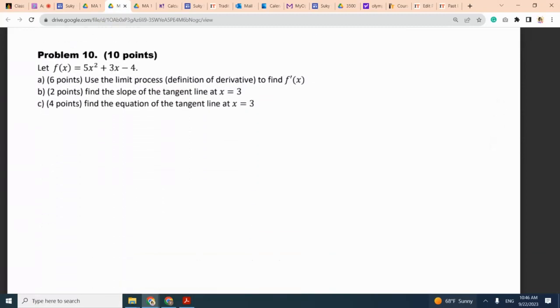But this one is very similar to the things we just learned. You use the limit definition to find the derivative. And then you find the slope of the tangent line at that number, so you plug that number into your formula of part A, okay? And then part C, you find the equation of the tangent line. Okay, everybody? So this is like what we just learned.